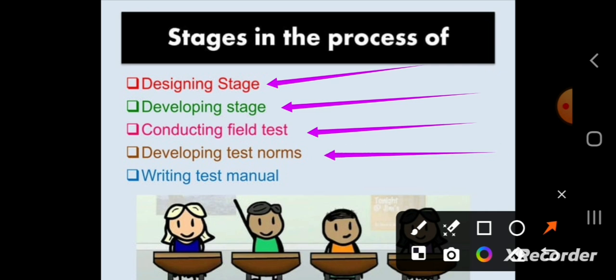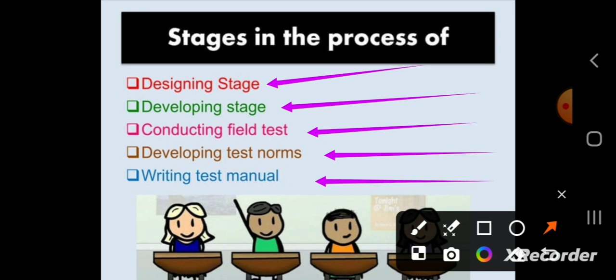Developing the test norms. Data analysis. Use the field test data to compute various norms, for example percentile, standard scores, that describe how individual test scores compare to the larger population. Norm group selection. Ensure the norm group is representative of the population for which the test is intended.